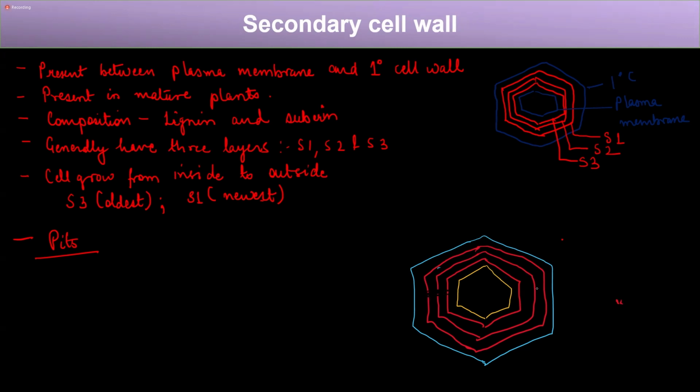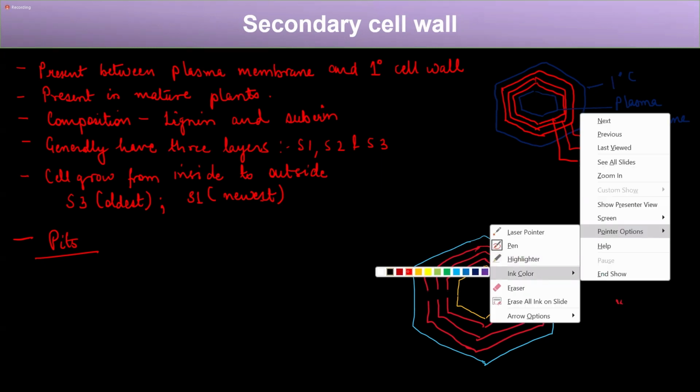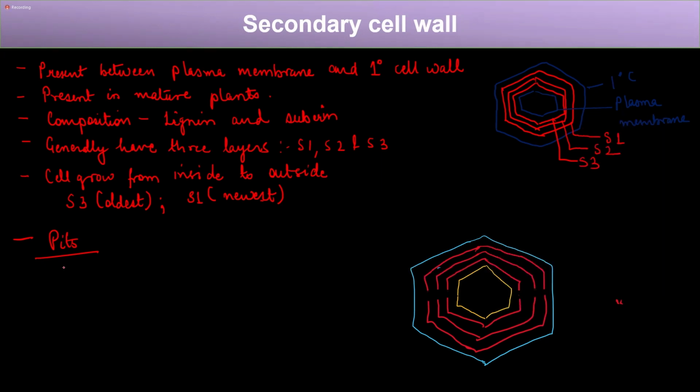Okay, so it does not grow. So there can be different regions in the secondary cell wall where it does not grow. These regions are called pits. The pits are the regions where the secondary cell wall is absent. So this region would be called a pit.